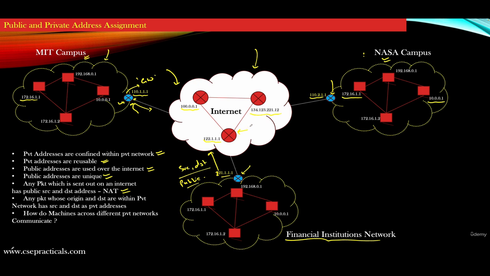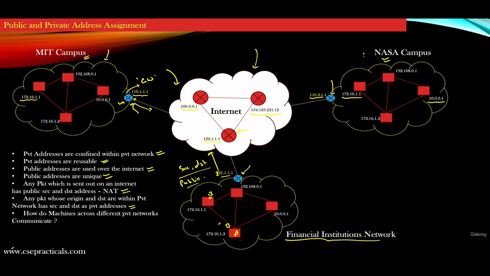Alright? And now look at this point. Any packet whose origin and destination are within the private network has source and destination as private addresses. So for example, this is machine A and it wants to communicate with machine B. So you can see that the communication is between two machines in the same private network. So the packet generated by machine A would never go out to the internet, and there is no need, because the destination machine is present inside the private network itself.